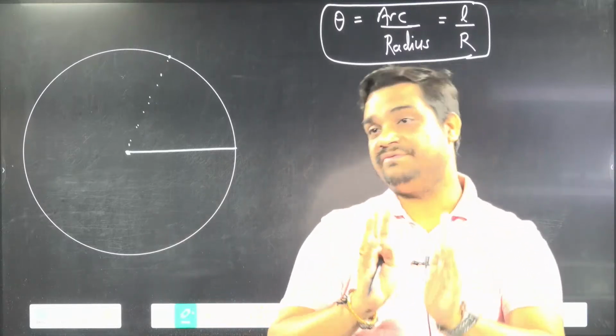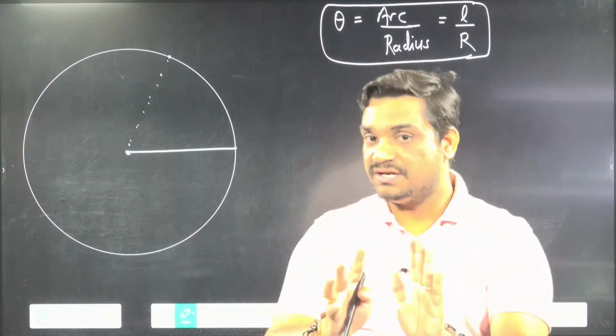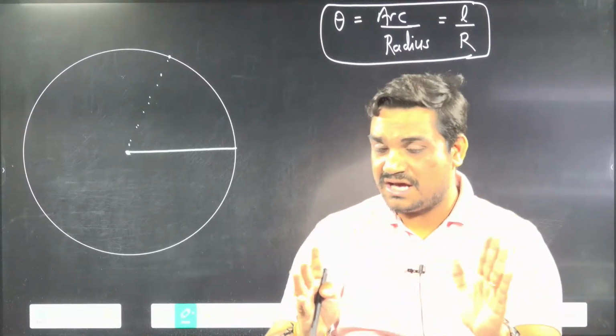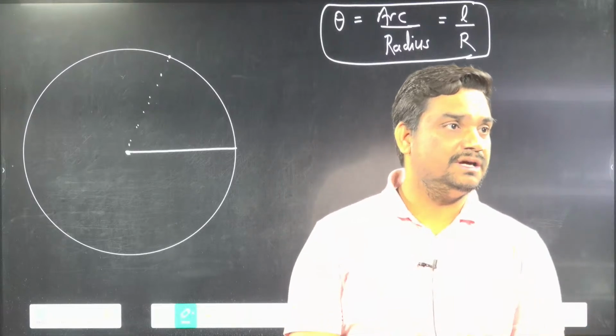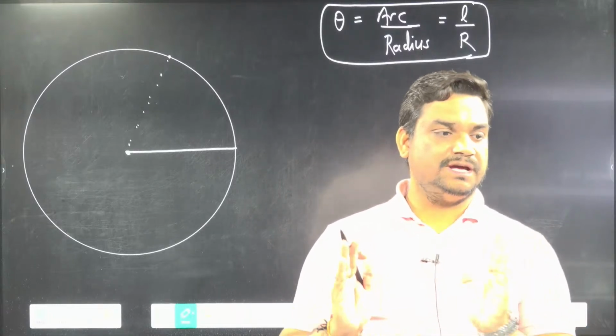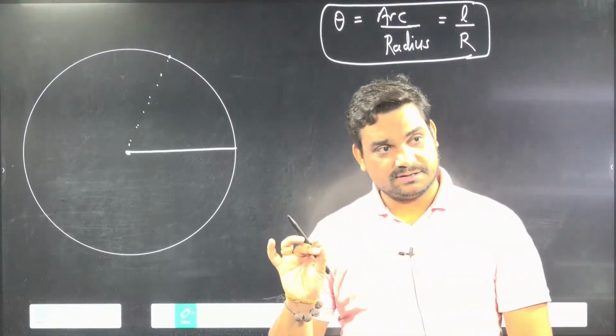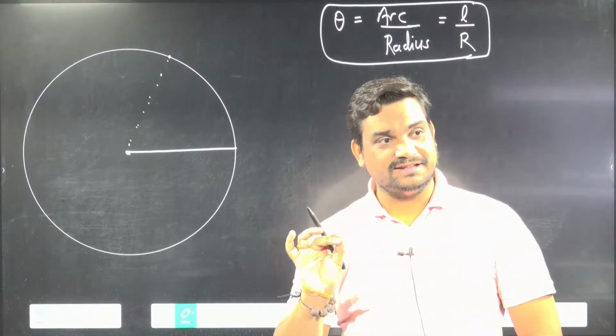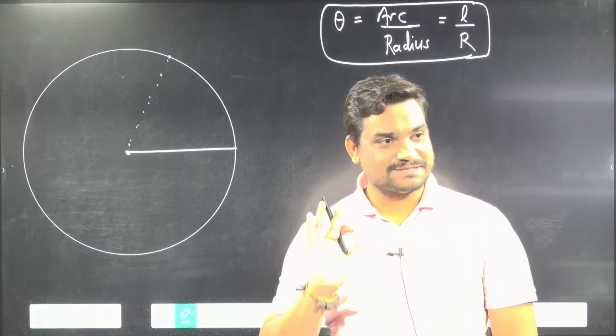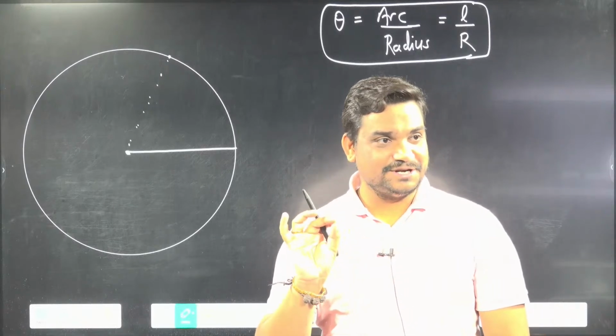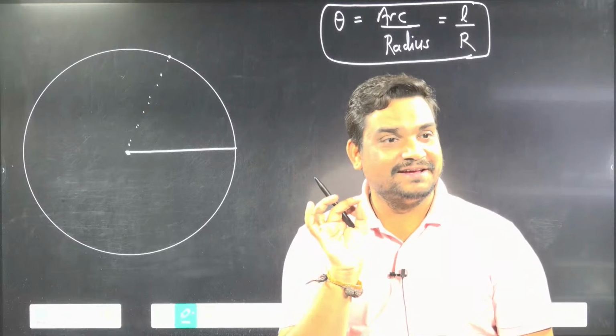When we are using this formula, we cannot take theta in degrees. This was told in the first class: theta must be in radian. Clear? This is the one condition that you need to remember. Theta must be in radian.